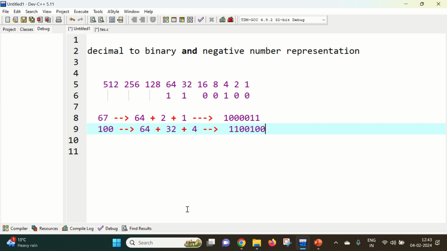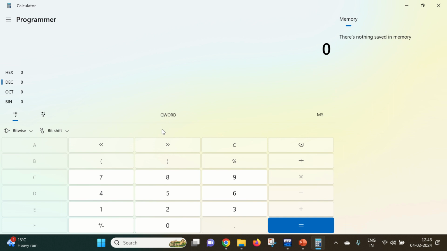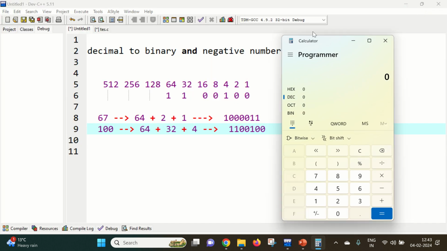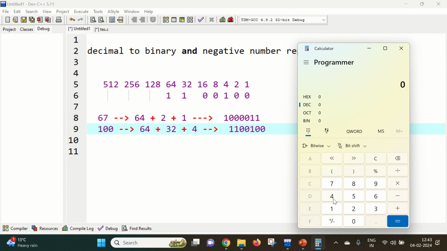I think we can check this with the help of calculator. We can start the calculator. There is a programming calculator, and in this I can represent this number. So suppose I am writing here 100, and this 100, if I check in the binary, that is 1100100. Yeah, that's correct.